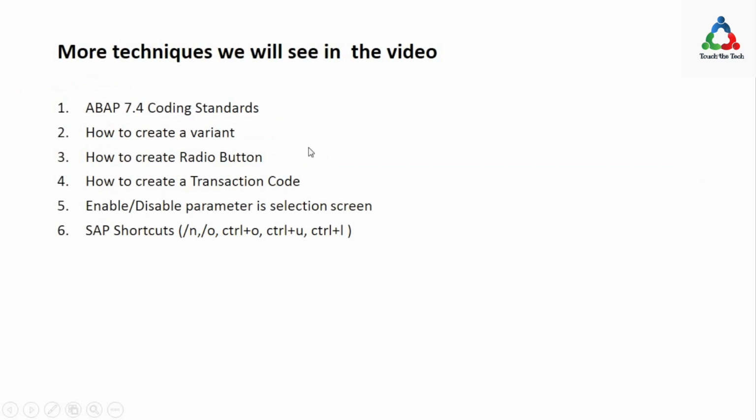Apart from this, in this video, we are going to see about ABAP 7.4 coding standards. Basically, we have huge varieties of ABAP coding right from the starting. The way ABAP coding was available in the year 2012 is totally different now, and we don't have to declare any data. So all this we are going to see under ABAP 7.4 coding standards. And how to create a variant, that also we'll be seeing. How to create radio buttons, how to create a transaction code, how to enable or disable a parameter in a selection screen. Also, we'll see some of the shortcuts which are available in SAP.